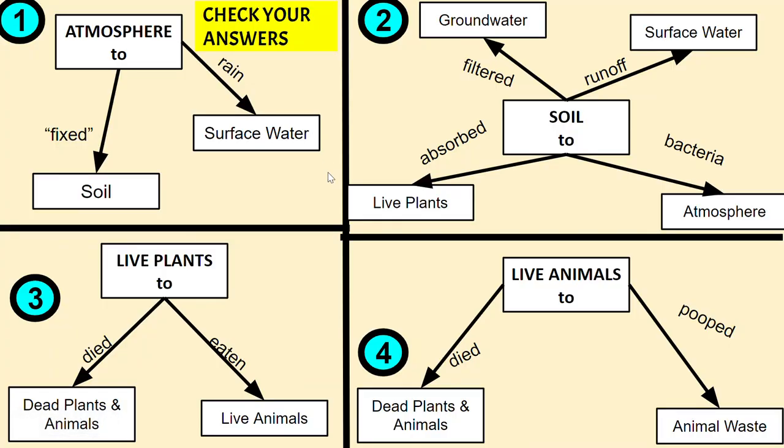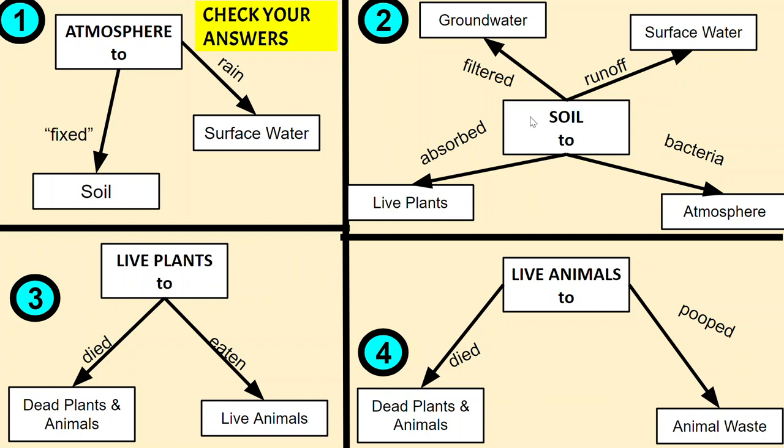All right, so here are your answers that you were looking for. Realize that if you wrote soil in this box instead of surface water, that's fine. It doesn't matter where it is as long as it is in the correct area, like atmosphere. Okay, so number 1, atmosphere could be fixed and end up in the soil. This is nitrogen in the atmosphere, could be fixed and end up in the soil, or nitrogen from the atmosphere could end up in rainwater and get into the surface water.